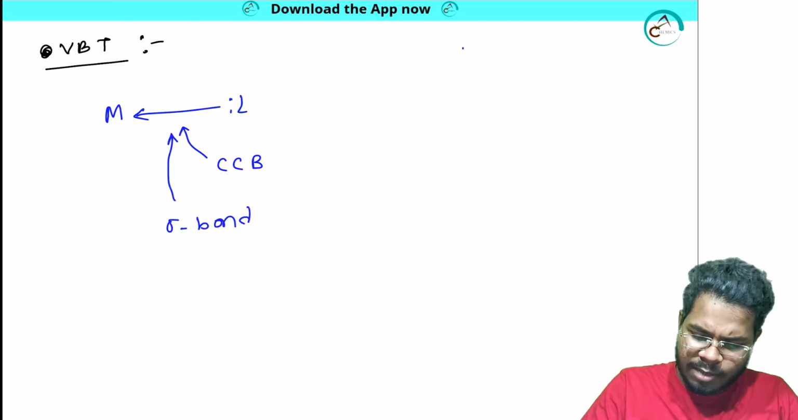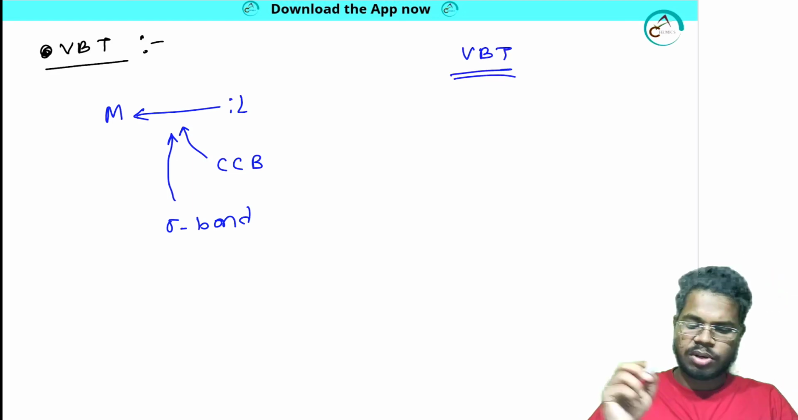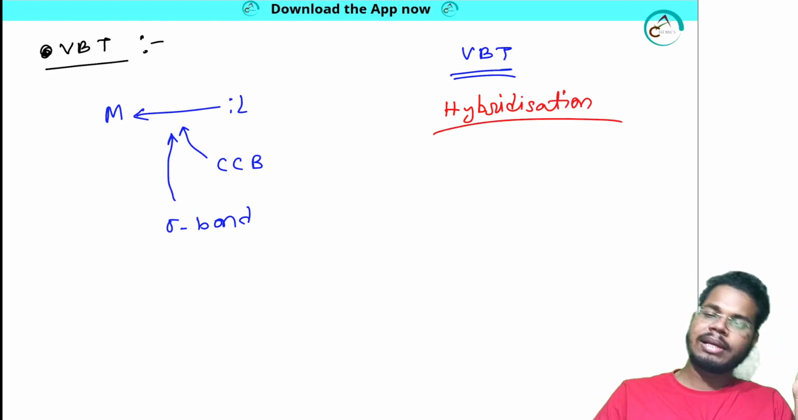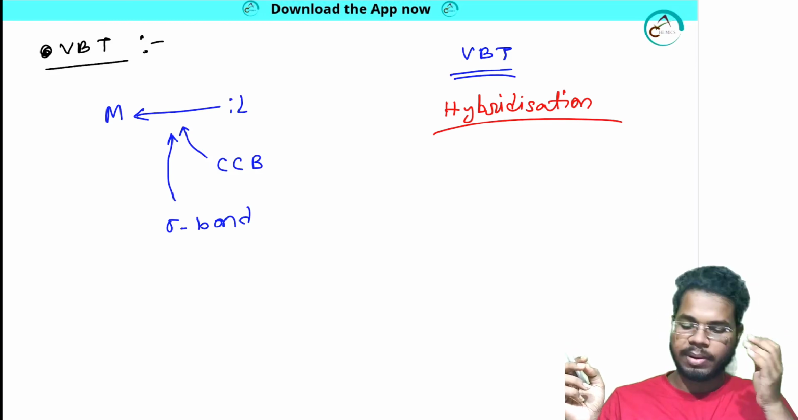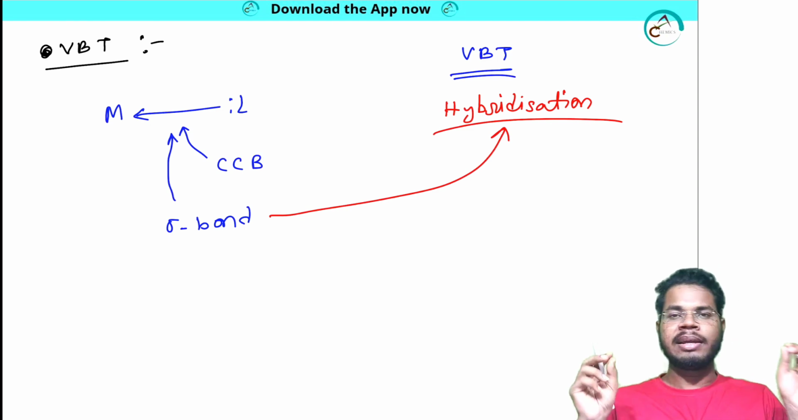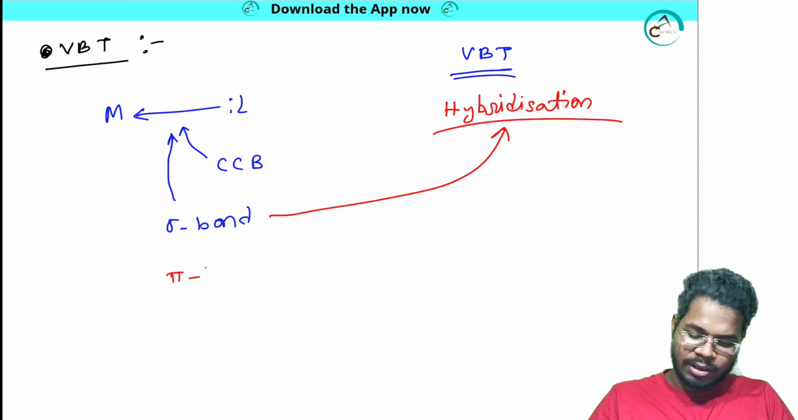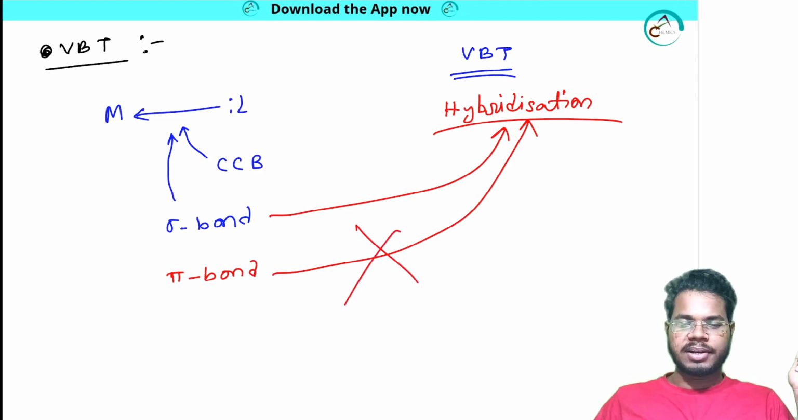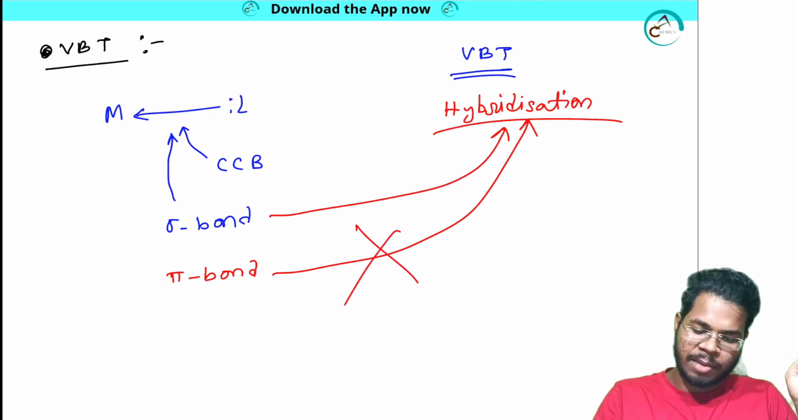If I consider VBT, there is one factor, that is hybridization. VBT is nothing but the calculation of hybridization. If you get the hybridization, you will get everything about VBT or about the complexes. You know that from organic chemistry, or if you don't know, just remember: only sigma bonds participate in hybridization. Pi bonds don't participate in hybridization.